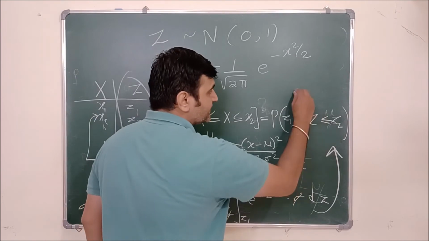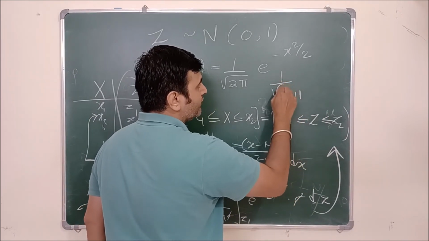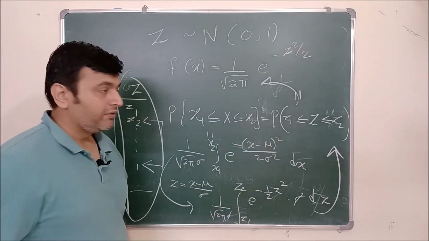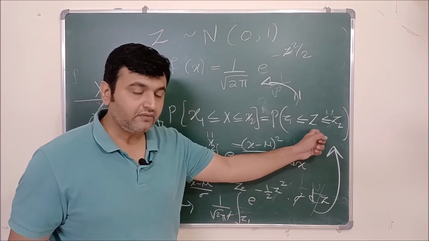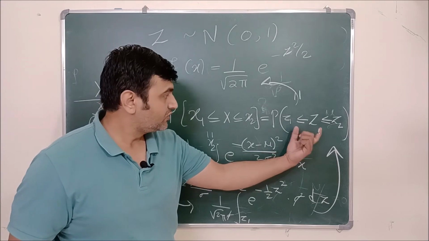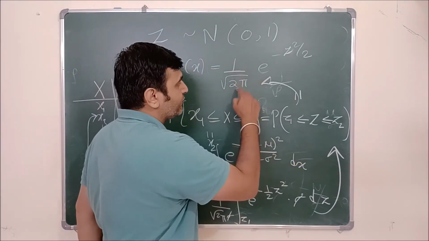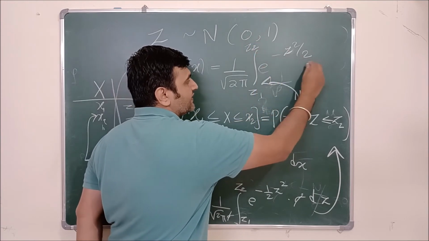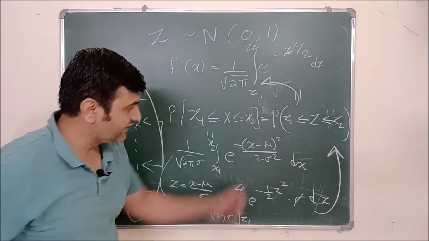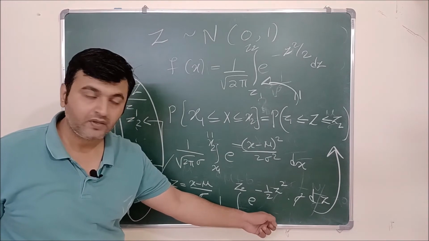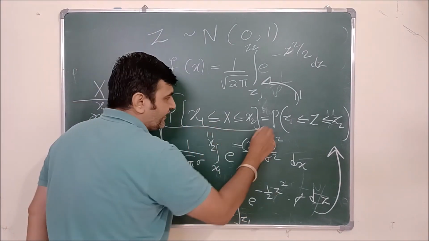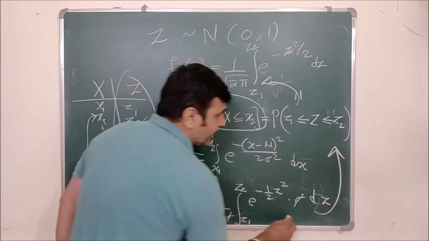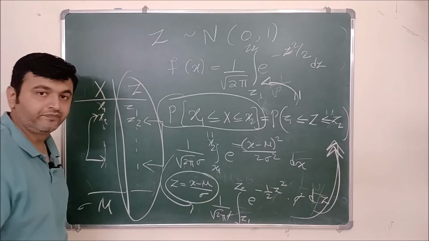So this is nothing but this thing. Because what is the probability of this? This probability is nothing but 1 upon root of, it is this only. Instead of x you have z. Because this is a standard normal distribution with mean 0 and variance 1. So probability of this is nothing but 1 upon root 2 pi integration z1 to z2 e raised to minus z square by 2 dz. And that's what we are getting over here. So when you try to find the probability of this, thanks to this substitution, we are getting this probability.